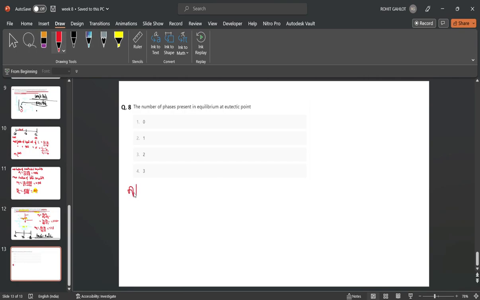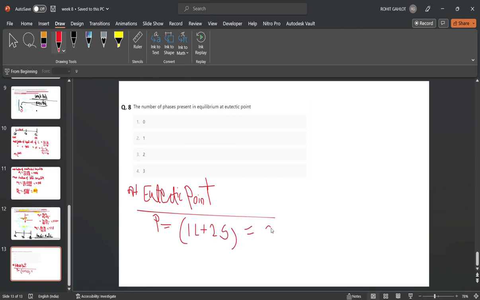I write here, at the eutectic point, the number of phases: there is one liquid and two solid phases present. So the total is three. So the correct option is four.